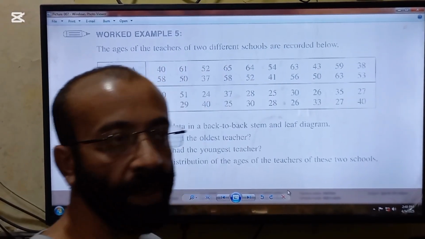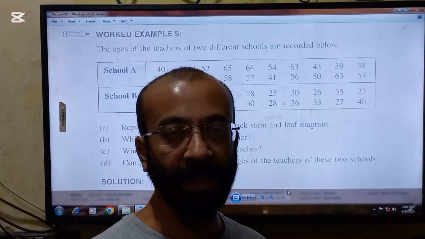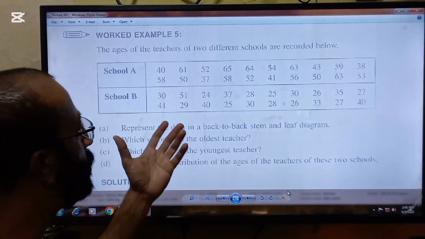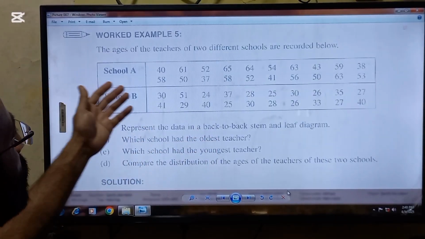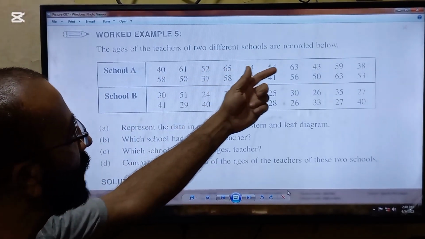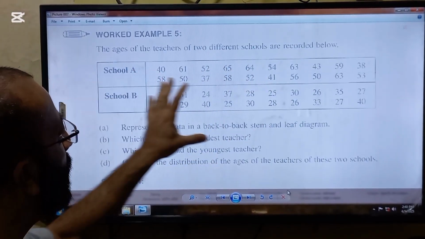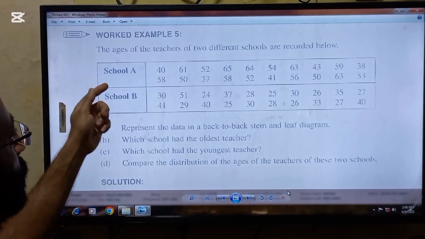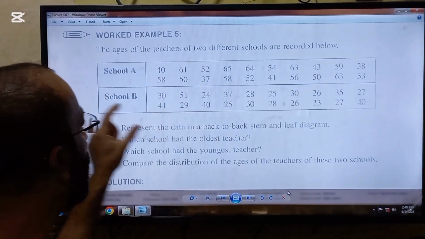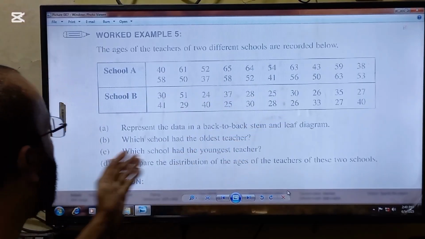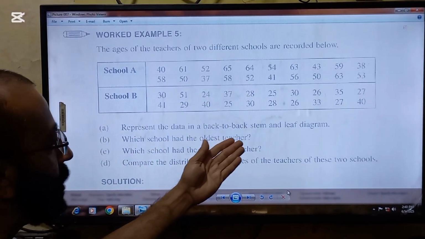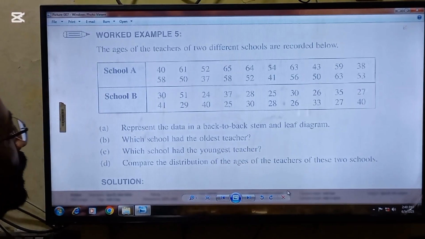Here is a question on back-to-back stem and leaf diagrams, to understand this topic more. The ages of the teachers of two different schools are recorded below. So these are some teachers' ages of two different schools. School A's teachers are here and school B's teachers are here. The requirement is to represent the data in a back-to-back stem and leaf diagram.